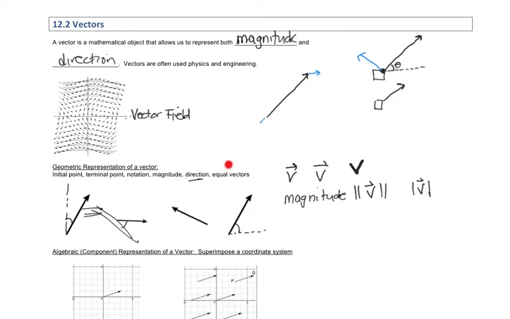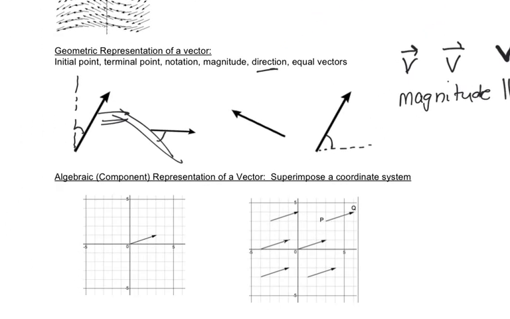Equal vectors are vectors that have exactly the same length and magnitude. Exactly the same length and magnitude. All right, so if we want to quantify vectors, assign some numbers to them, we can superimpose a coordinate system. If I put the initial point at the origin, and then I look at what the coordinates are for the terminal point, we would call that vector 3, 1.